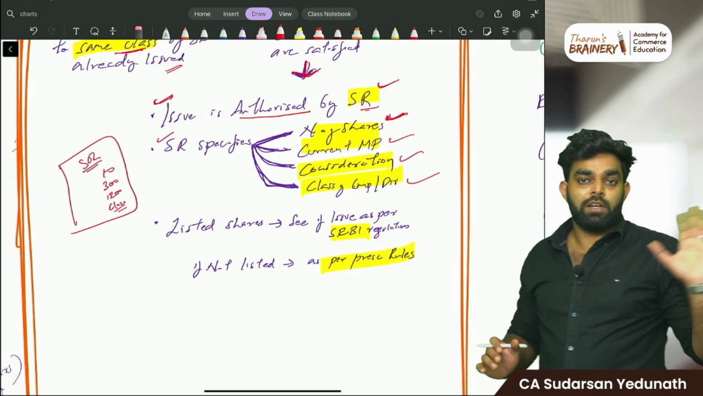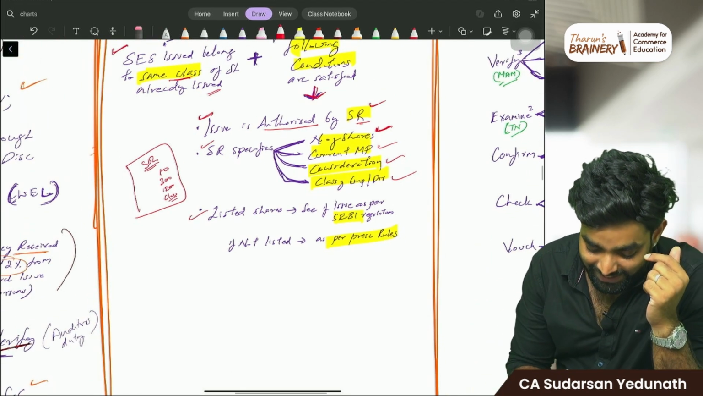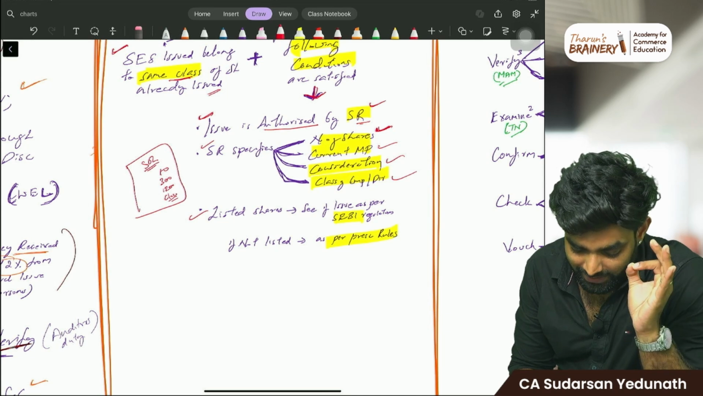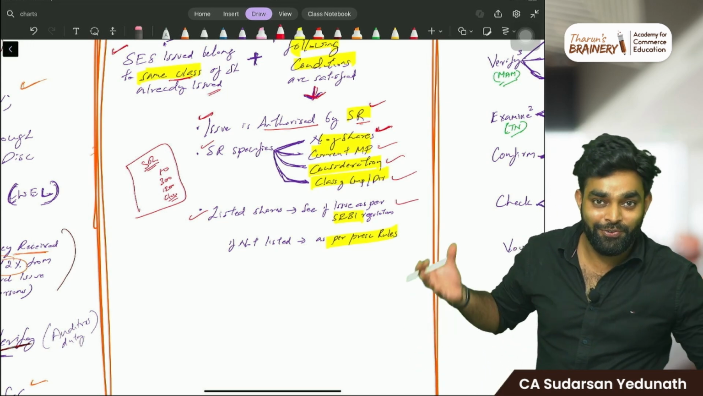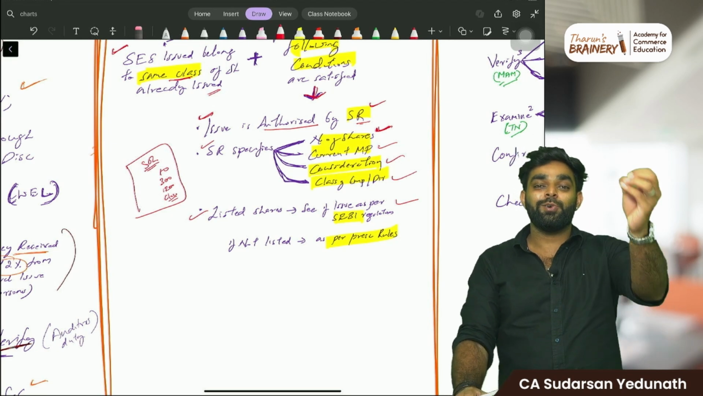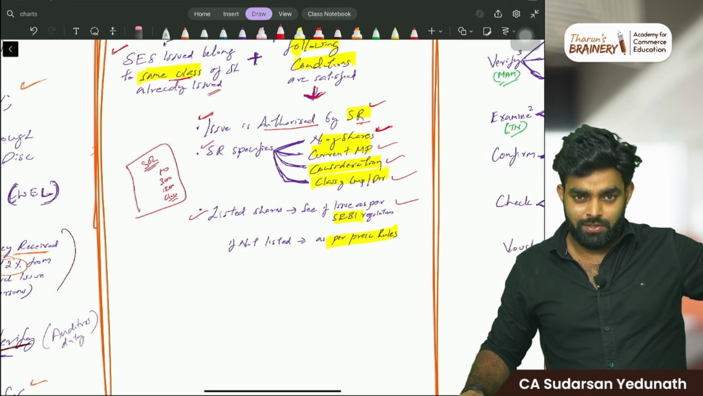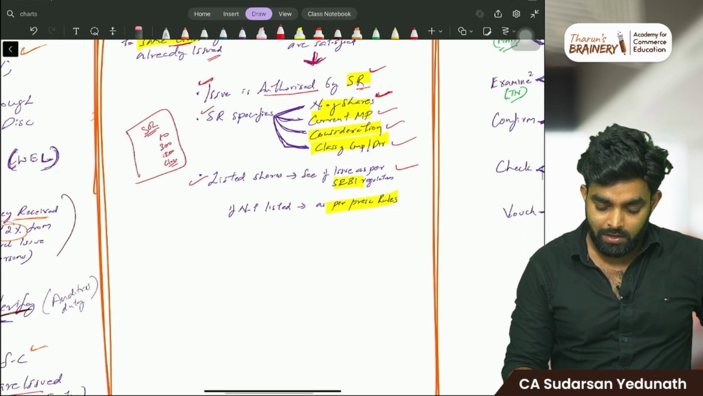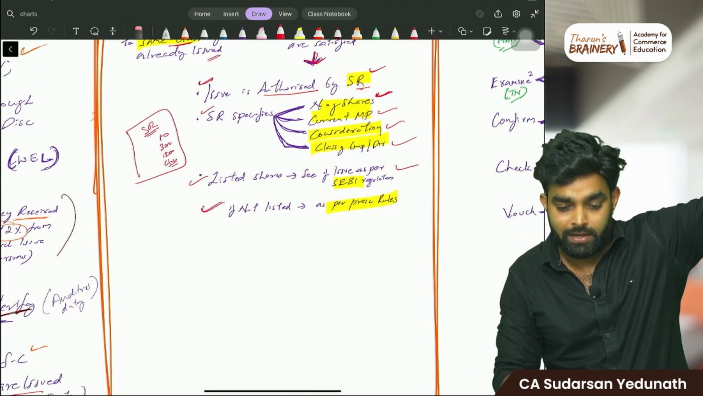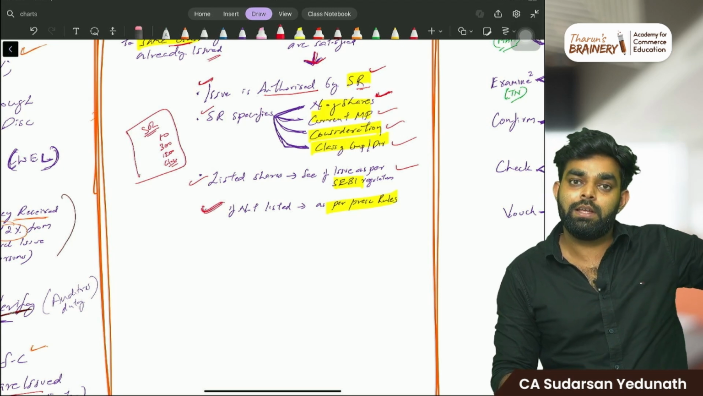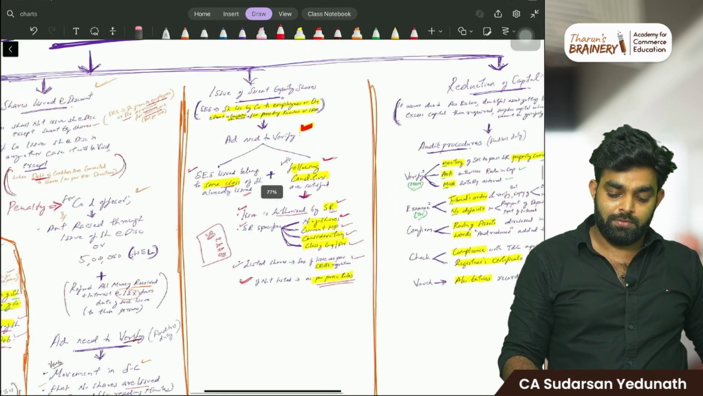These things need to be mentioned there. Got it? Then listed shares: in the case of listed shares, see if the issue is as per the SEBI regulation. I told you, if a company wants to issue a listed share, it needs to follow SEBI regulations. Then, if the company is not listed, it means the company is not listed in the stock market. In that case, it is as per the prescribed rules.